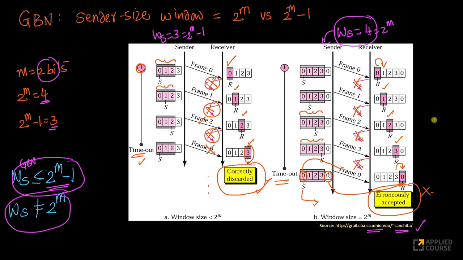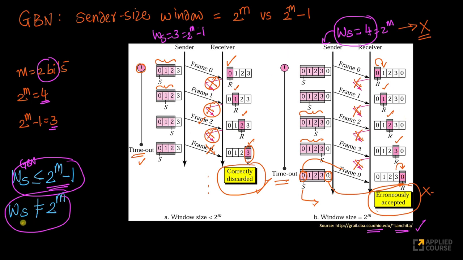This is the problem that you encounter if WS is equal to 2 power m: we can have a case of erroneous acceptance, which we don't want. This is a blunder because now everything is messed up. Remember, the sequence of frames should not be messed up. The moment you mess up the sequence of frames, the whole data is messed up. The order is messed up completely.